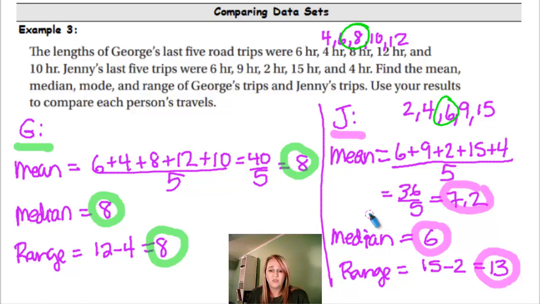So I guess if I had to go on a road trip, I don't know. I might go with Jenny because on average hers was shorter. But if I really hate long road trips, I'd probably go with George because his range is a whole lot smaller.